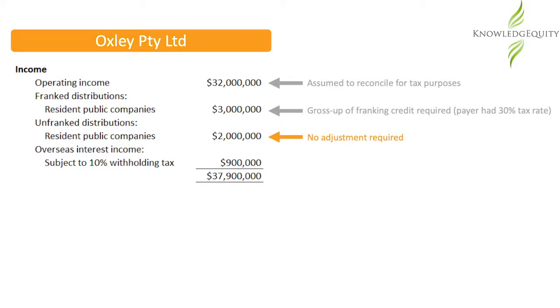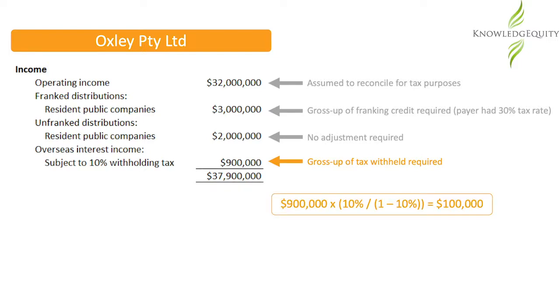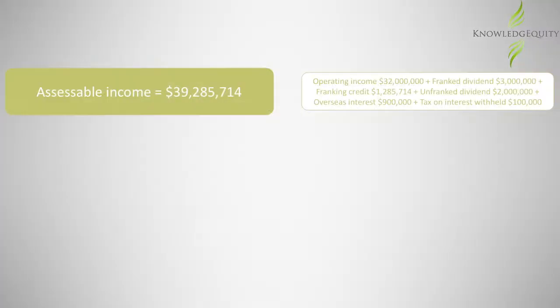The unfranked dividend is not grossed up and is included in assessable income directly. For the interest income, we note that it was subject to 10% withholding tax, which also requires it to be grossed up for that amount and included in assessable income.